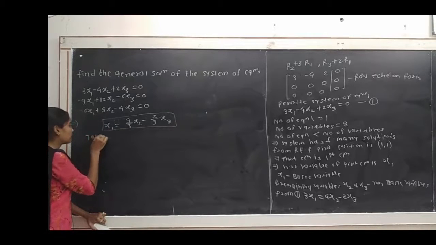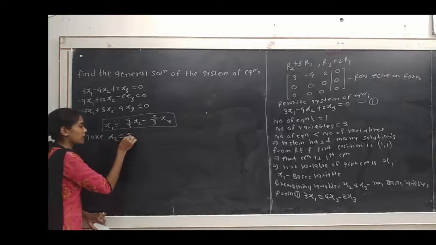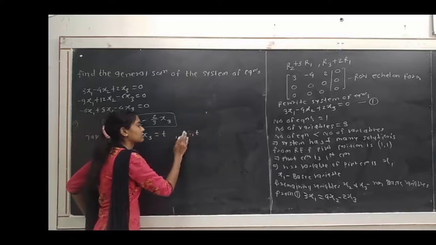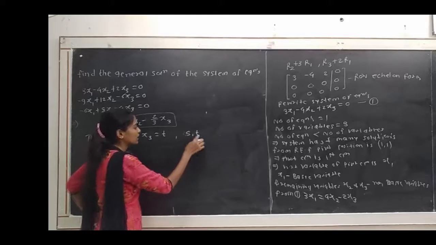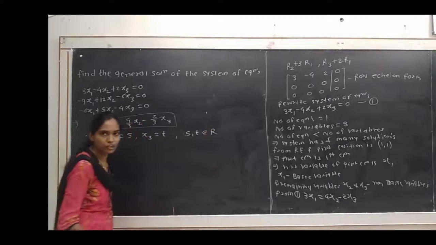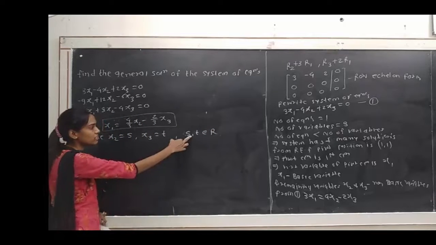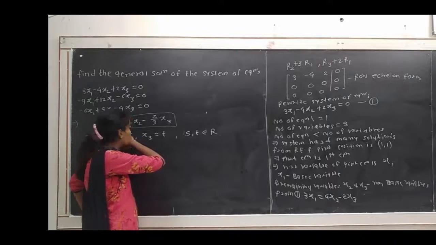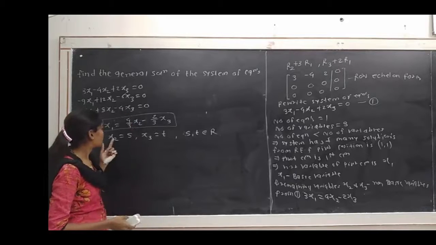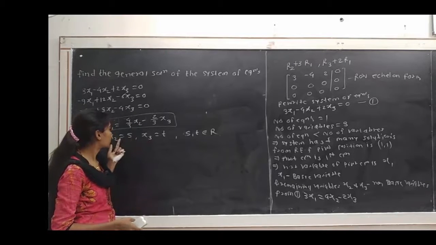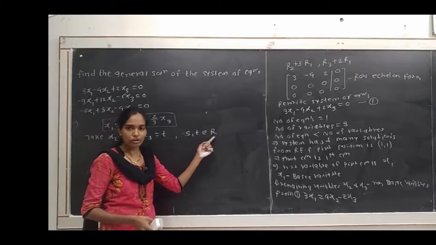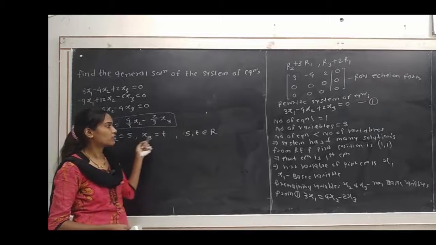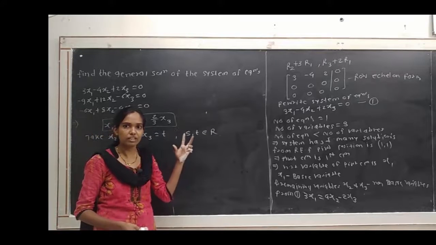So we take x2 is equal to s and x3 is equal to t, where s and t are taken from the set of real numbers. By choosing different values of s and t from R, we get different values of x2, x3, and then the value of x1 is different. In this way we get infinitely many solutions.